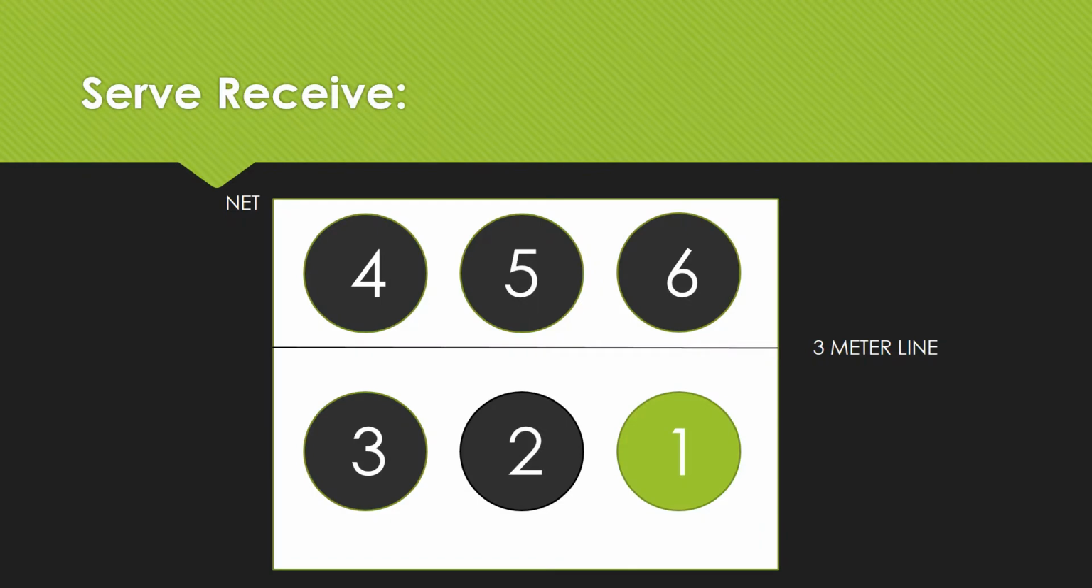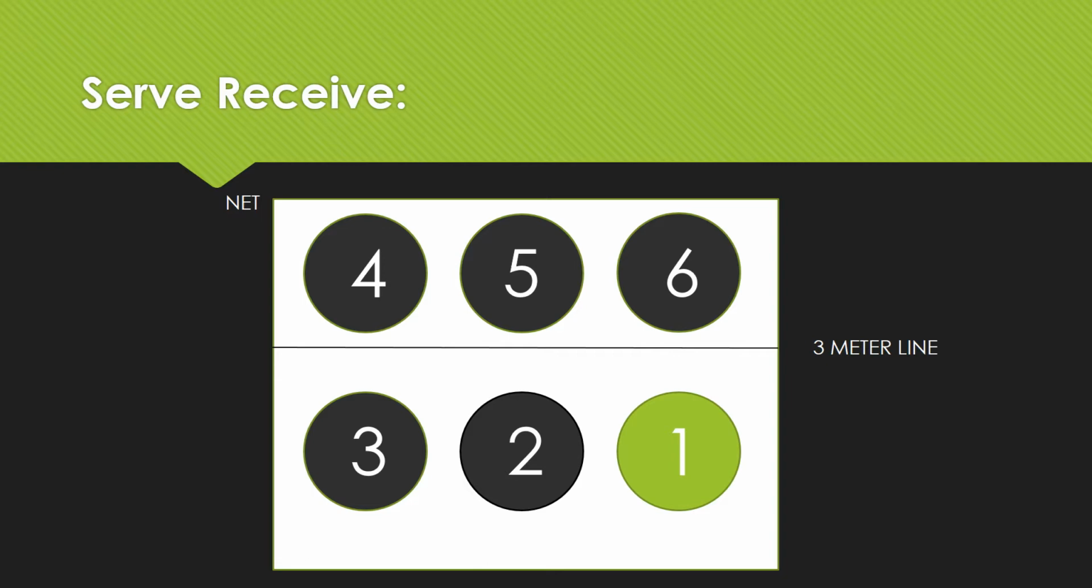In serve receive, there are 6 different positions, and each position is based off the setter, which in this case is going to be our number 1. And I'm going to have it highlighted green throughout the whole presentation, just so you folks have a visual cue for it. In serve receive, there are different rules and regulations that go into each position.